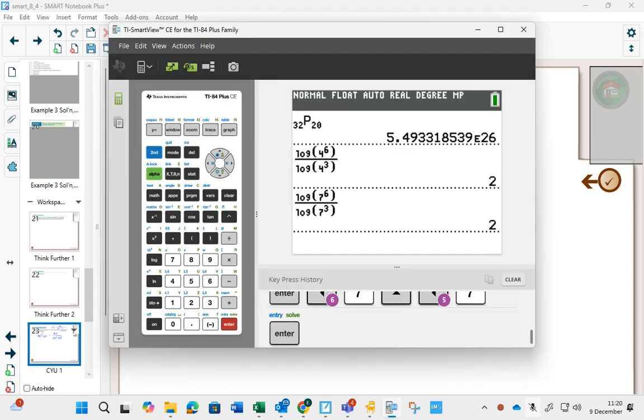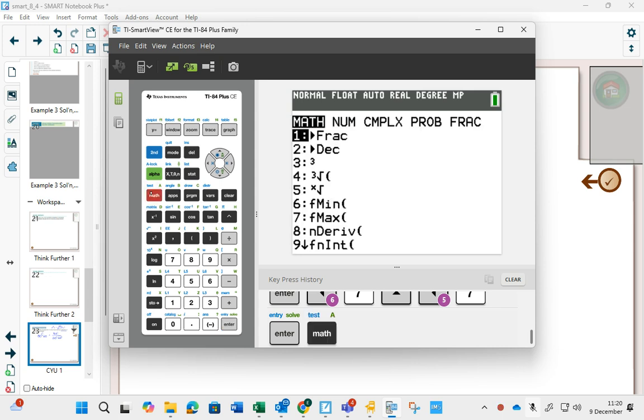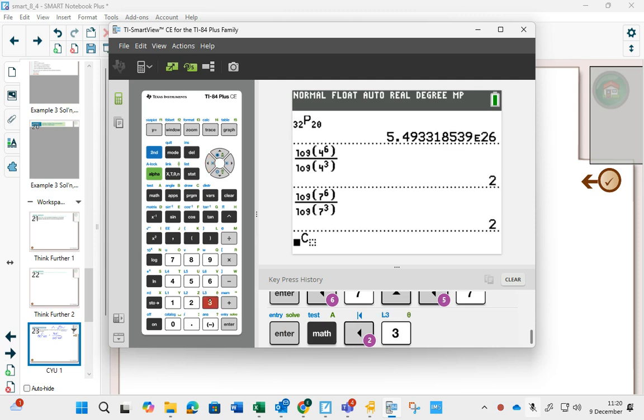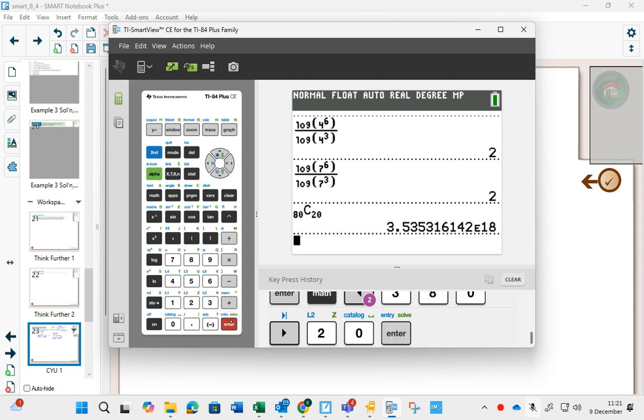And we're going to have to find our combinations button on our calculator, which is in the same place as your factorial. It's the third one there. So I can go 80 choose 20. It's a huge number. 3.5 times 10 to the 18.